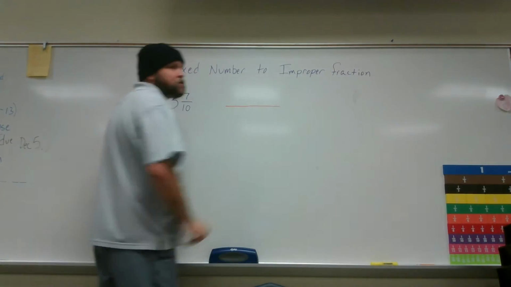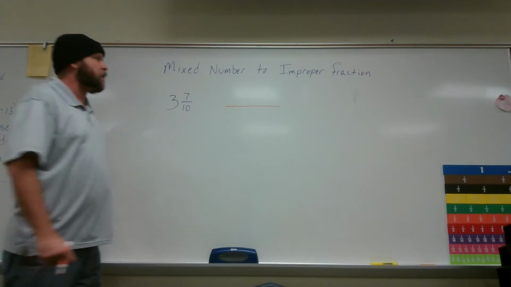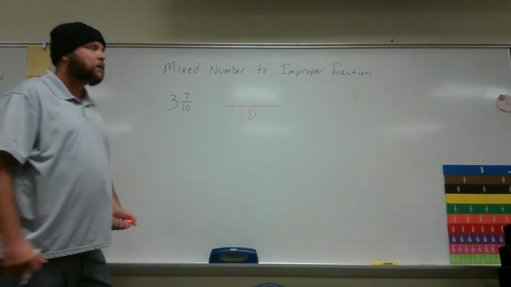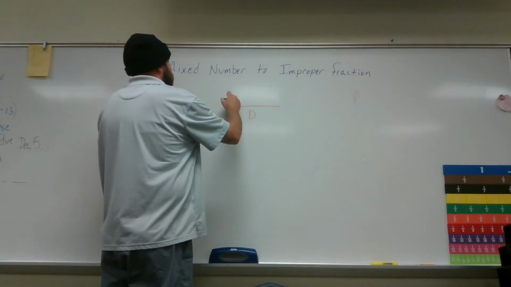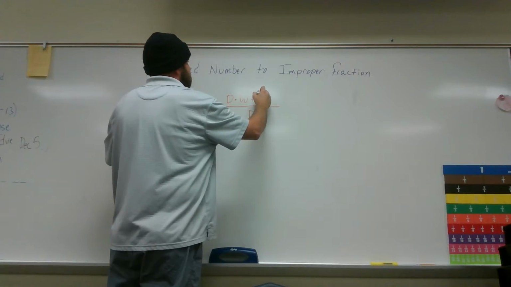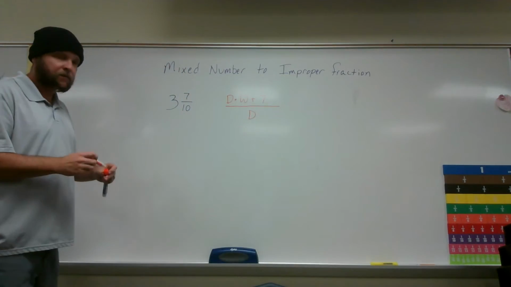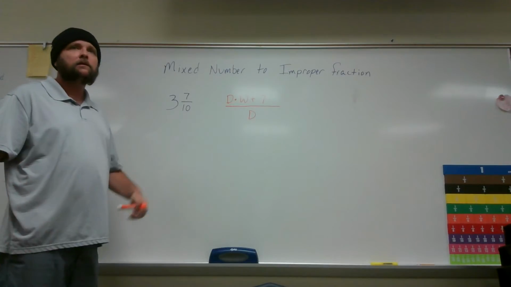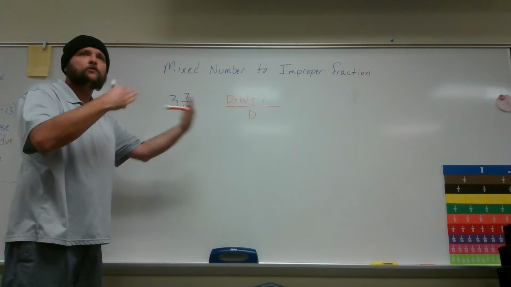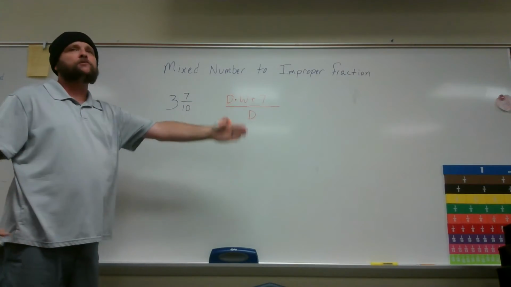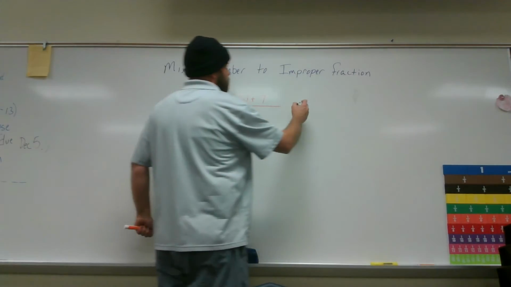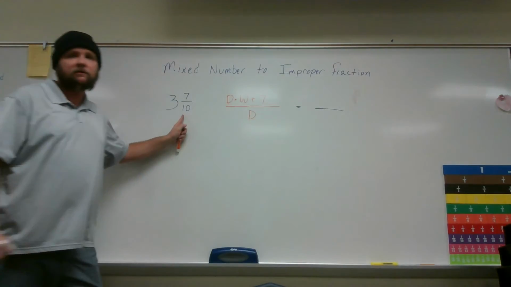When we're changing from a mixed number to an improper fraction, the denominator is going to stay the same. The numerator is going to be your denominator times your whole number plus your numerator. It's not complicated. This is the first step through, and then I'm going to show you, but you need to understand what all the steps are. You did learn it in 4th grade. So my denominator is 10. It's going to stay the 10.